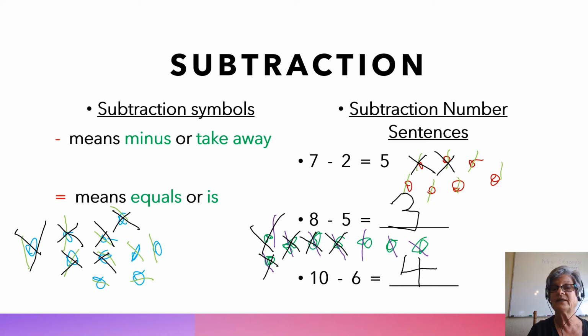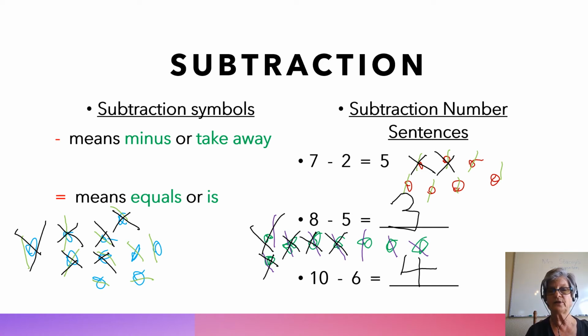Now let's go below that. We see another number sentence. It says 8 minus 5 equals 3. And if you look below that, I have drawn 8 green circles. Let's count them. 1, 2, 3, 4, 5, 6, 7, 8. And I put purple lines through each one of them.